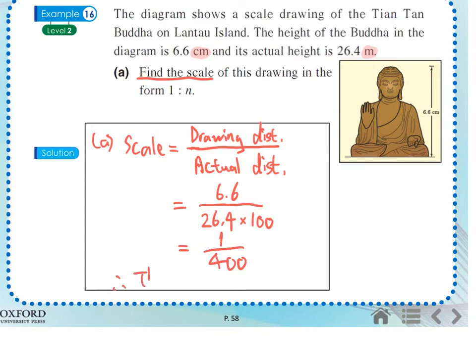So for the scale, we just write down the conclusion in this form. The scale is in 1 to n form, 1 to 400 here. So most likely we choose the same unit. We used cm to do our calculations, with cm also.